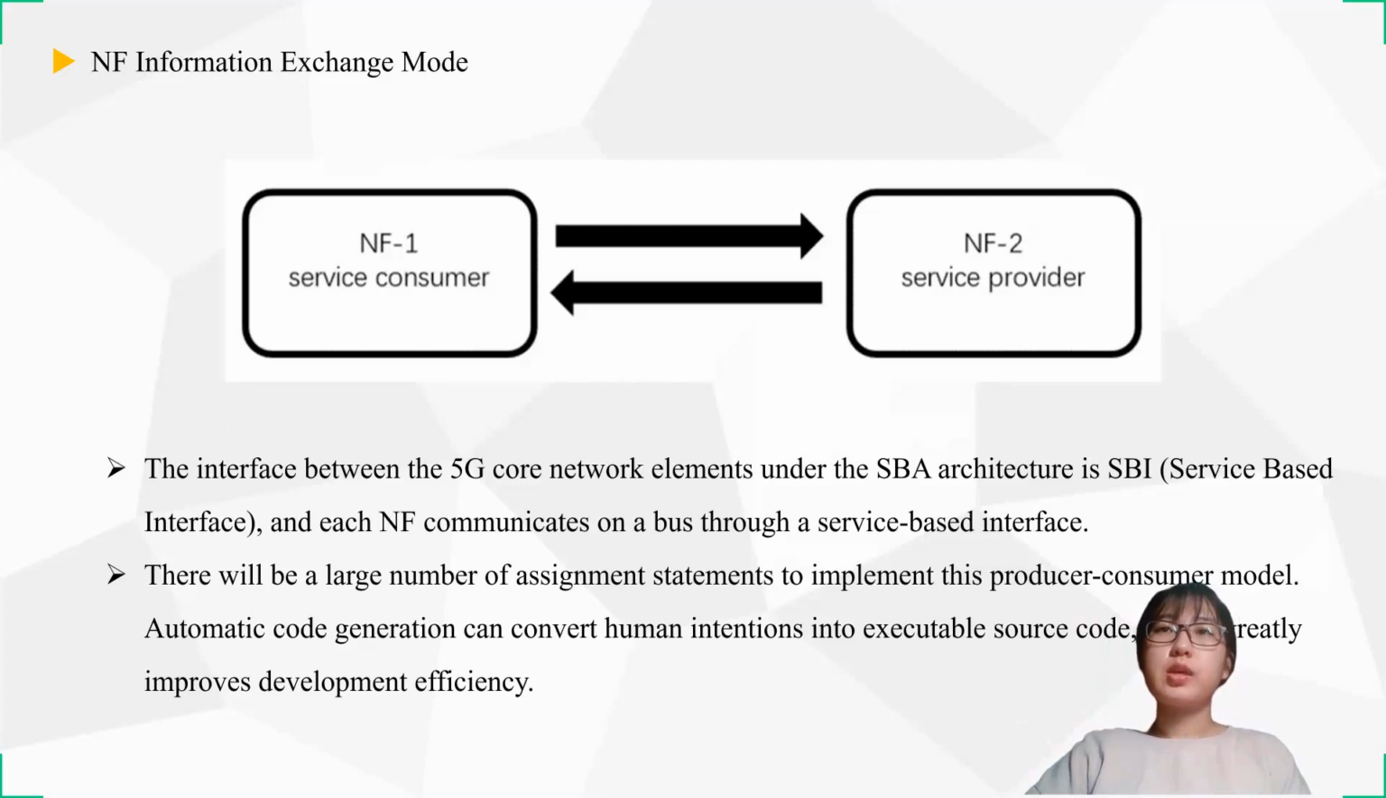Among them, the service is called the service provider. The service is received by the service consumer. This interaction mode, similar to the producer and the consumer, allows the network elements to communicate freely and efficiently. There will be a large number of assignment statements to implement this producer-consumer model. Automatic code generation can convert human intentions into executable source code, which greatly improves development efficiency.